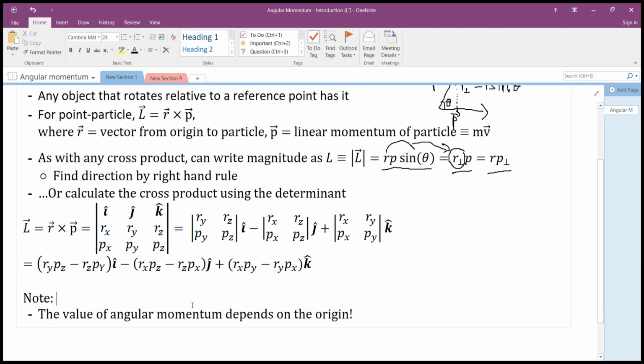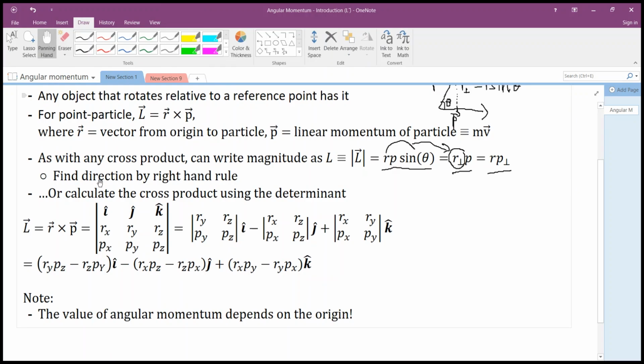A note about the definition of angular momentum now. The value of angular momentum will depend on your choice of origin. Remember, your choice of origin is arbitrary. You can choose the origin to be wherever you want. But because this r vector, this position vector, is in the definition of angular momentum, your angular momentum necessarily depends on the position of your particle, which depends on your origin. So that's very interesting. Let's run a brief calculation to see how this works.